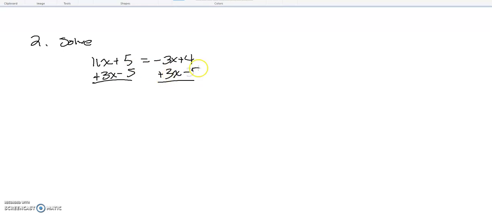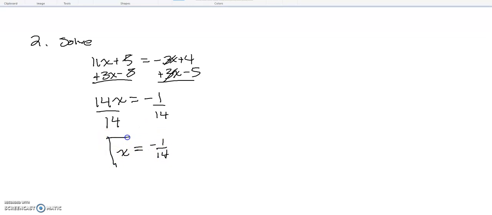So the 5's will cancel on the left, and the minus 3x will cancel with the plus 3x on the right. So I end up with 14x equals negative 1. Divide by 14. And that will be your solution. So our answer here is just x equals negative 1 over 14.